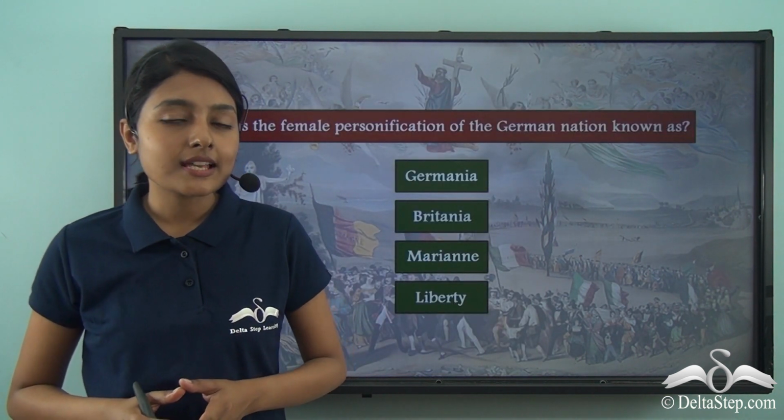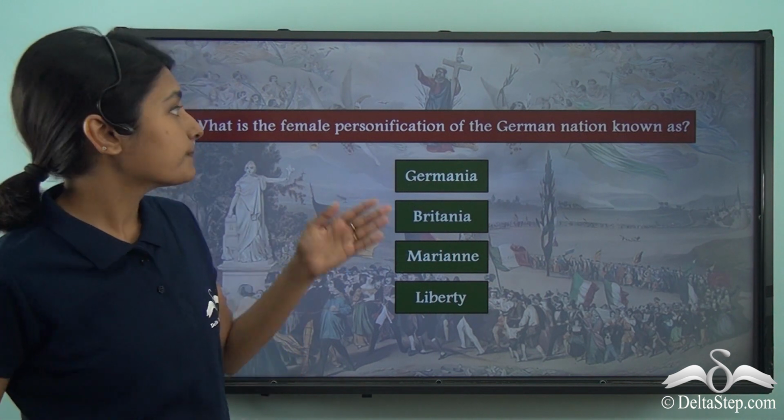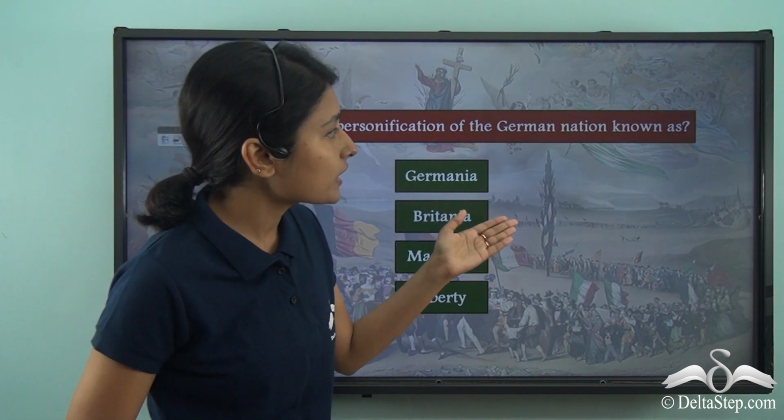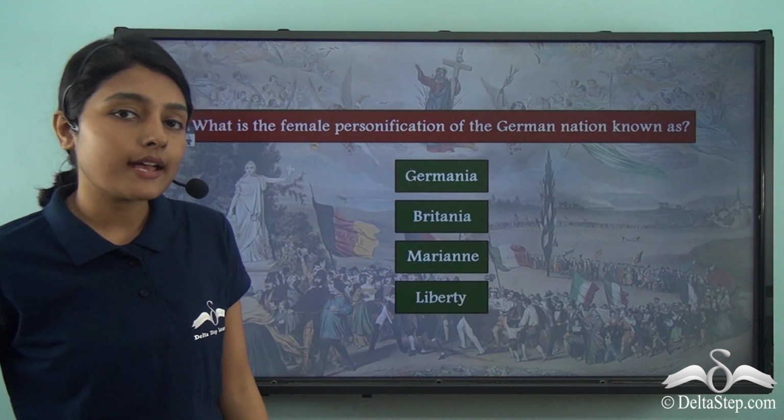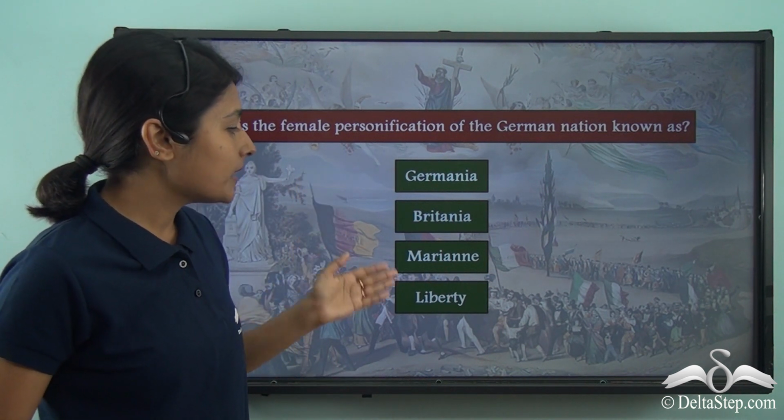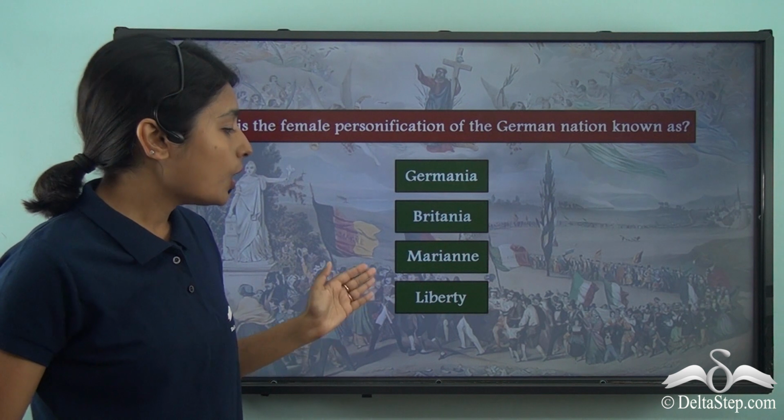Before proceeding with this lesson, let me ask you a question. What is the female personification of the German nation known as? Is it known as Germania, Britannia, Marianne or Liberty?